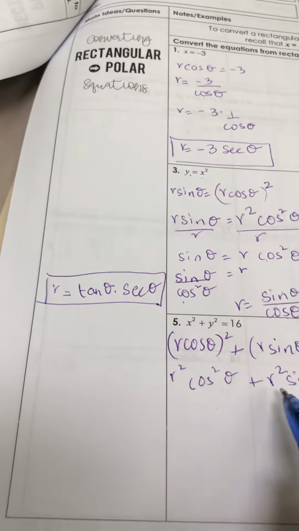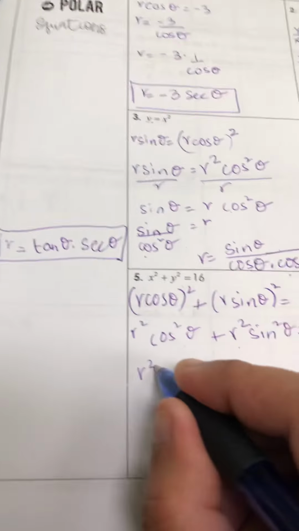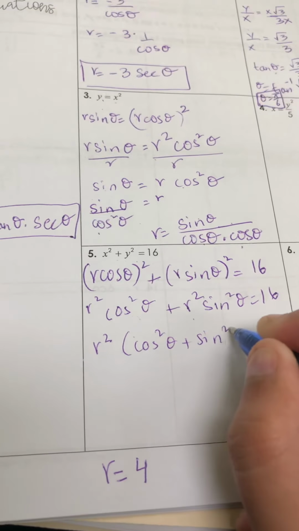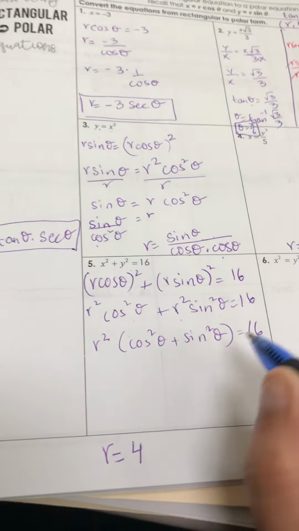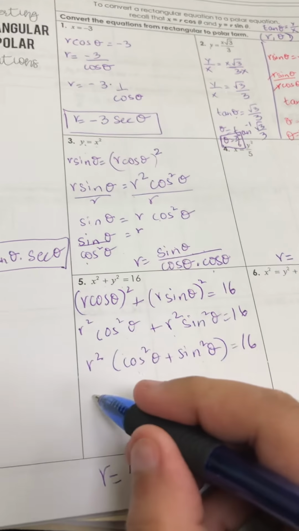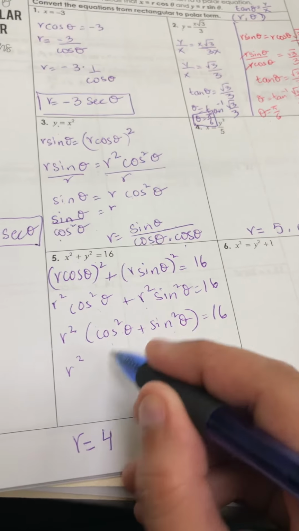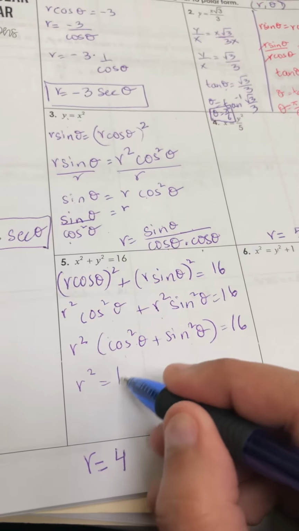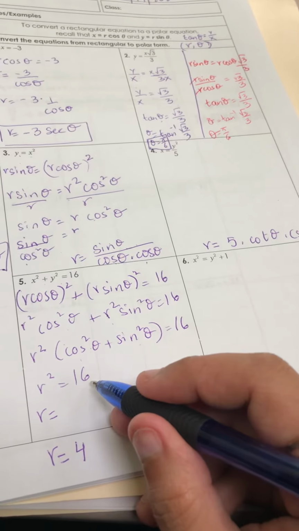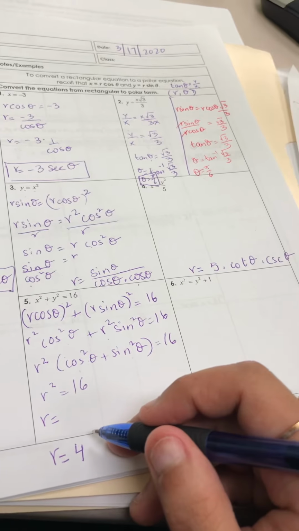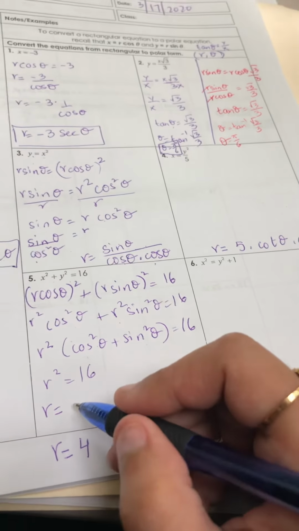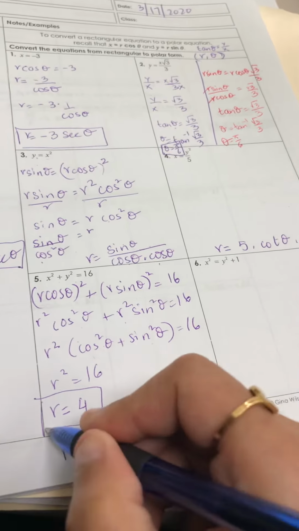Now I can factor out r squared, so I get r squared times cos squared theta plus sine squared theta equals 16. I know my Pythagorean identity: sine squared plus cos squared theta equals 1, so I can straight away replace this with 1 and I get r squared times 1, which is r squared, equals 16, and r is equal to either positive or negative 4. But as we know, a radius of negative 4 doesn't make sense, its radius is just a distance, so we're going to take r equals 4 as our final equation.